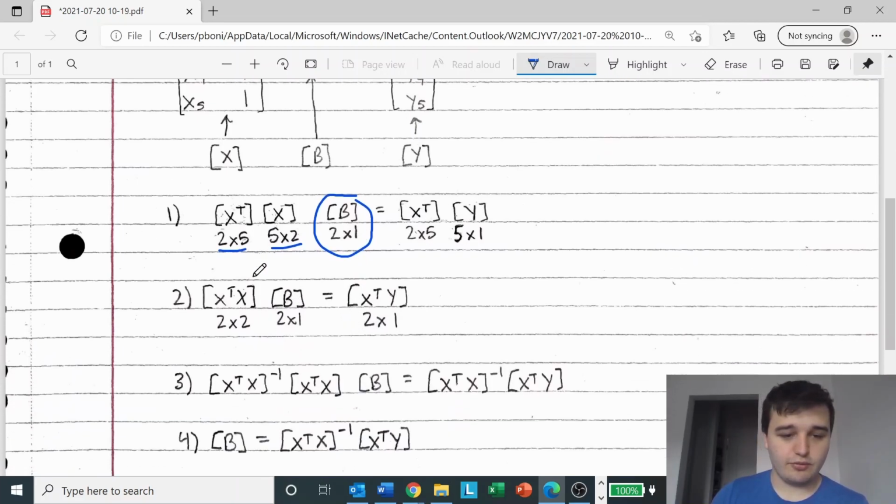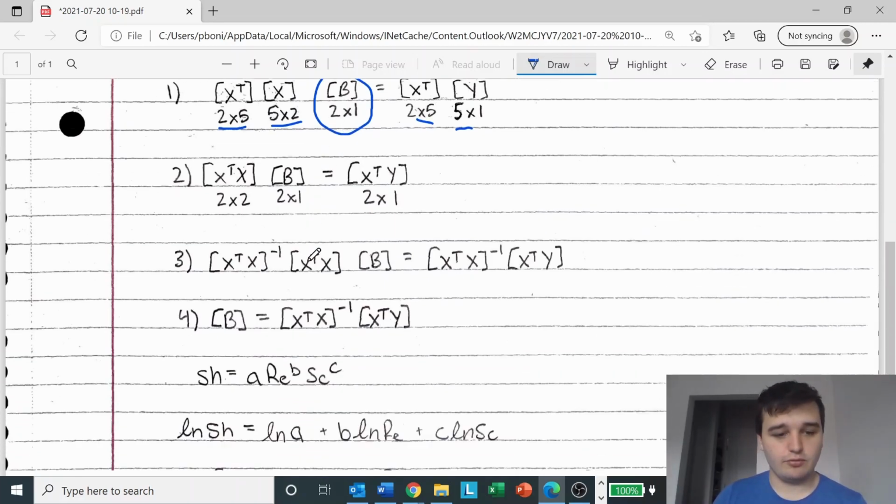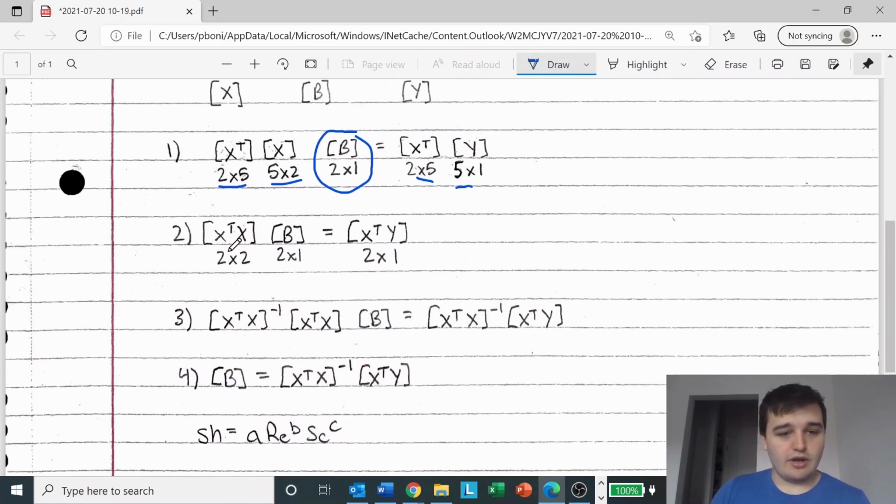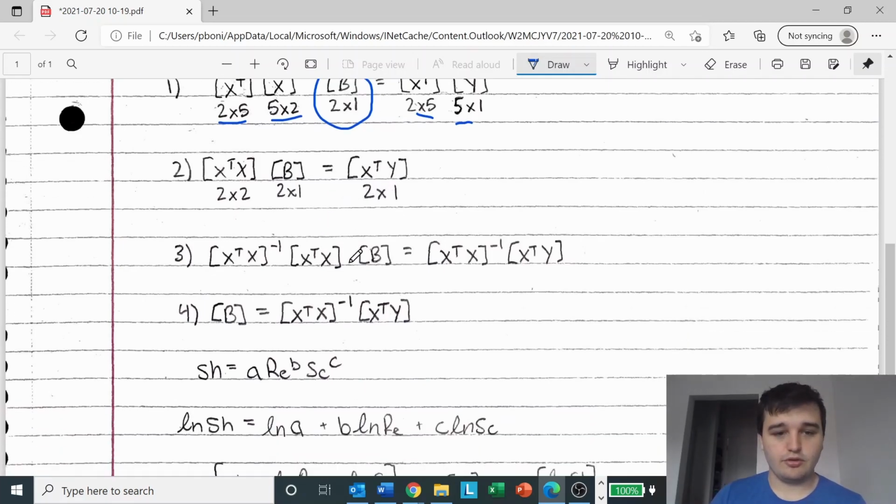So moving down, that was the first step, and then we combine them here. Like I said, this becomes a 2 by 2. This would become a 2 by 1, and B is still staying there because in this case it's our unknown, and that's what we're looking for. So after the first step, it becomes X transpose X, a 2 by 2, times B matrix, equals X transpose Y.